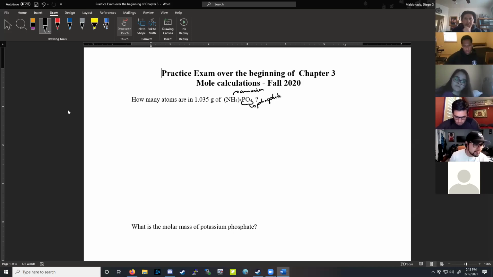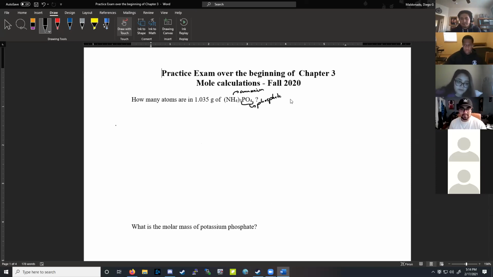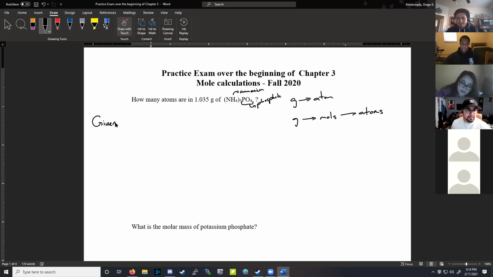So for this first problem, what are we converting to? We're going from grams to atoms. Let's expand it. What are the steps that we have to take to convert? We start off with grams to moles, and then to atoms. I always recommend writing what you're given and then writing your unknowns. The reason why is because it makes a solid base for you to get started and start working out the problem.